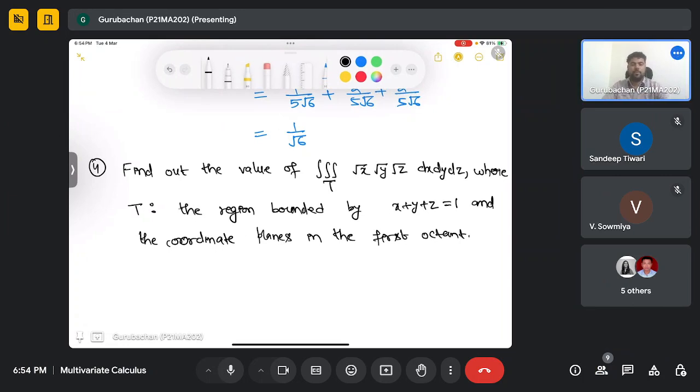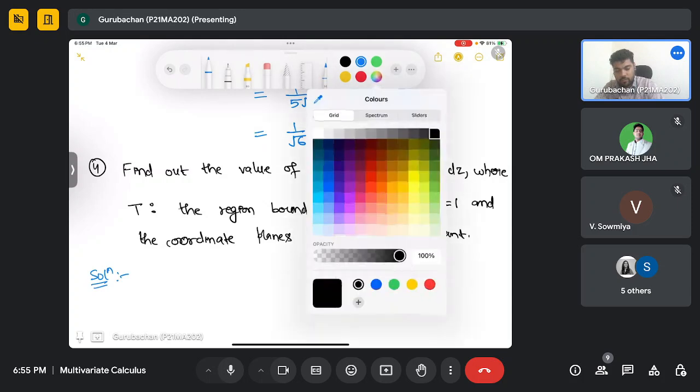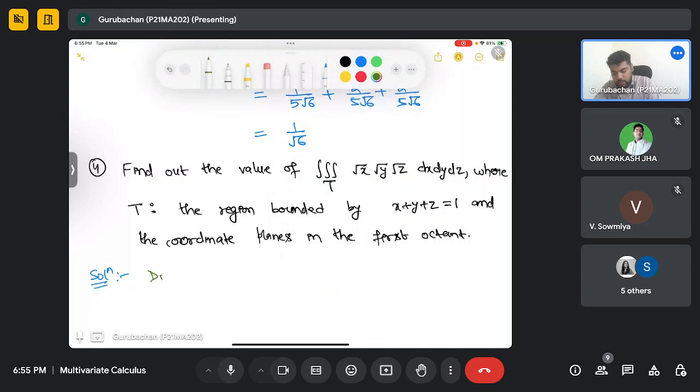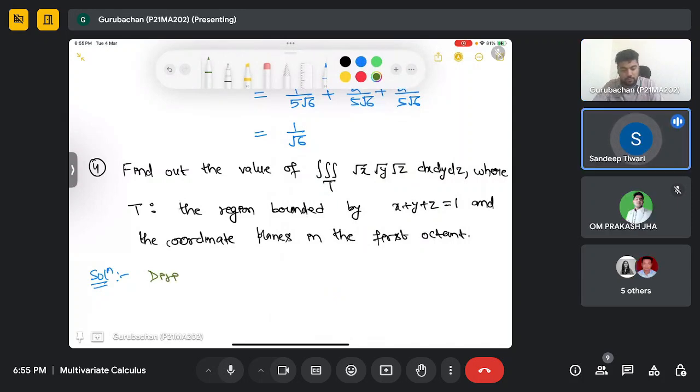Try this one. How can we do this? Dirichlet integral. Good, good. Dirichlet integral. So let me mention here, there should be x plus y plus z less than or equal to 1, or simply 1. Think about it. It has given the region bounded by, which means it's talking about the region bounded by this, that is less than one.